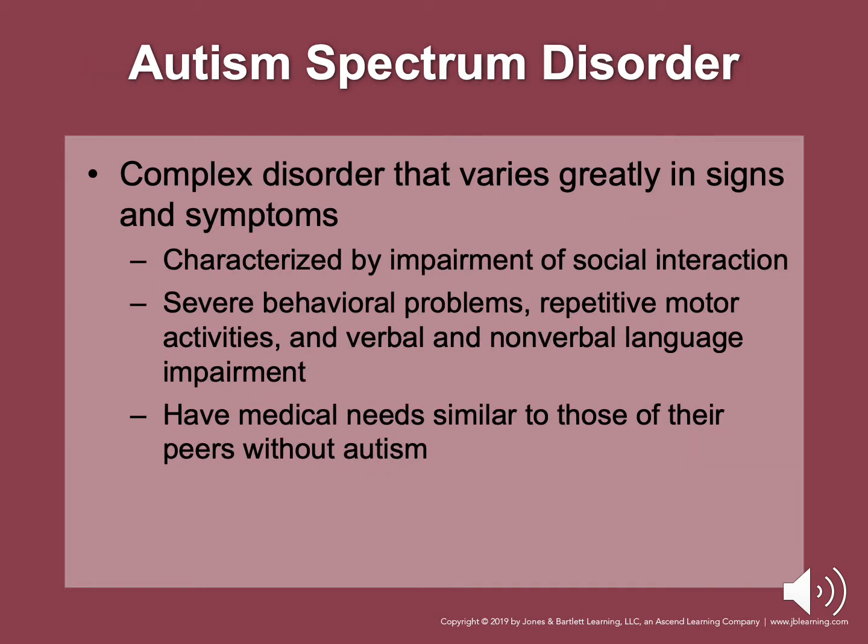So let's look at autism. Autism is a complex disorder that varies greatly in signs and symptoms. It's characterized by impairment of social interaction, severe behavioral problems, repetitive motor activities, and verbal and nonverbal language impairment, and they have medical needs similar to those of their peers without autism.